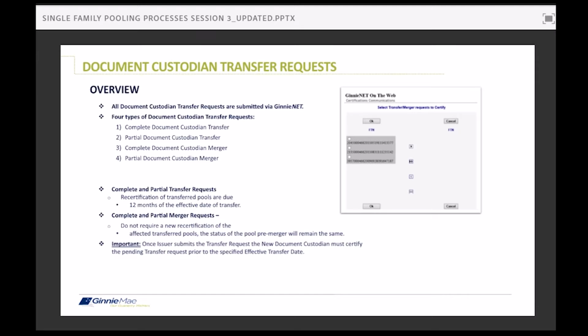In reference to the overview, all document custodian transfer requests are done via Ginnie Mae. That's how it is now, and it's going to stay like that until there's a new application for that. There are 4 types of custodian transfer request. There's a complete document custodian transfer, a partial document custodian transfer, a complete document custodian merger, and a partial document custodian merger.